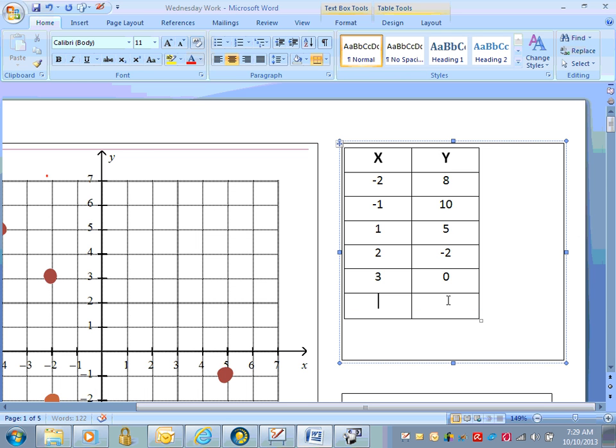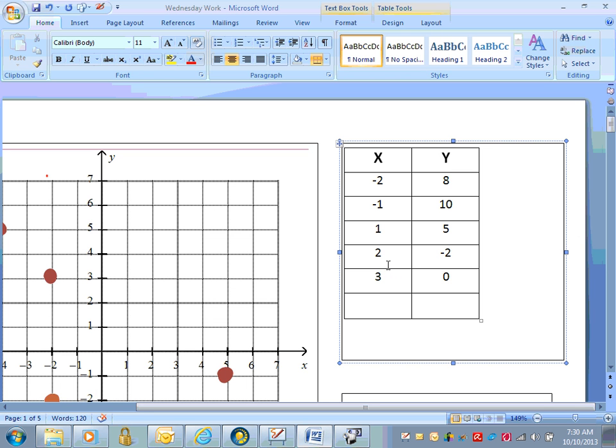Erase the second one. Once I've erased the second one because it was a pair, now I check for repeating x's. Does my x still repeat after I have erased the double pairs? And the answer is no. Therefore, it is a function. Okay? If I did it and x still repeated, then we know it is not a function.